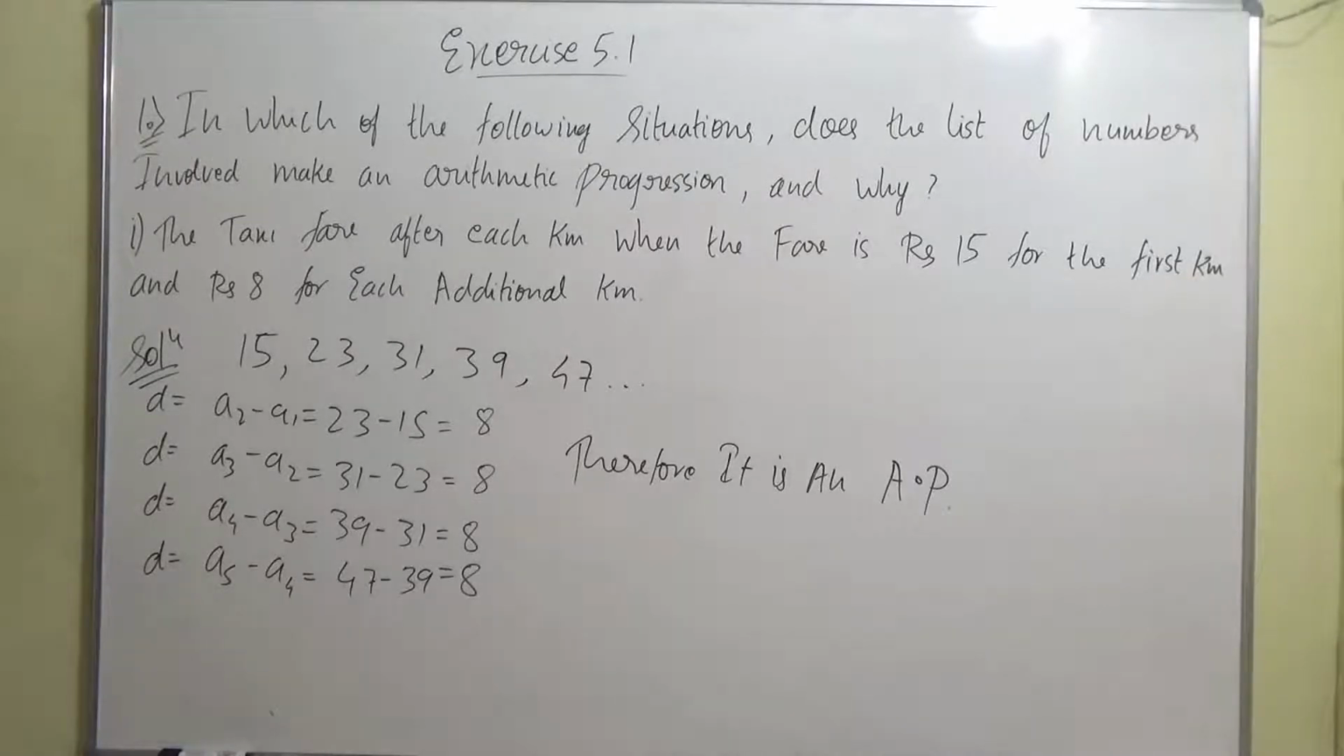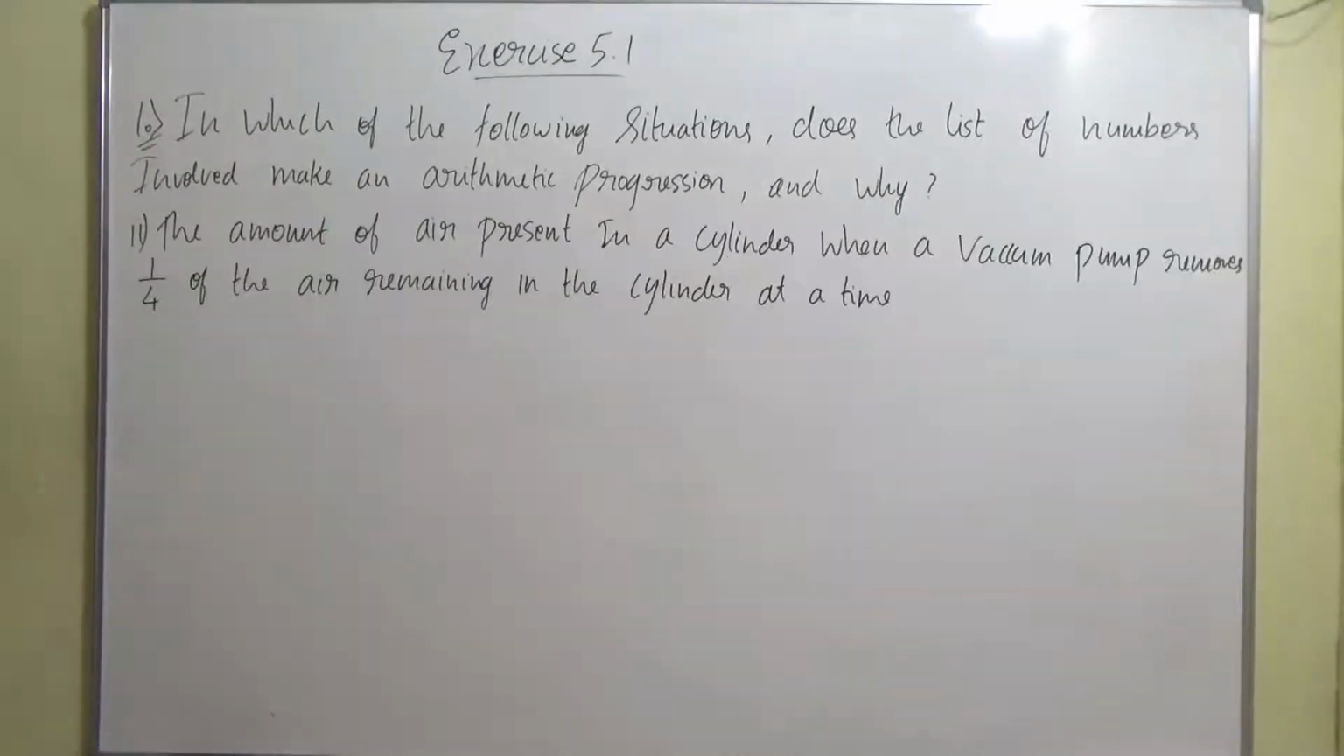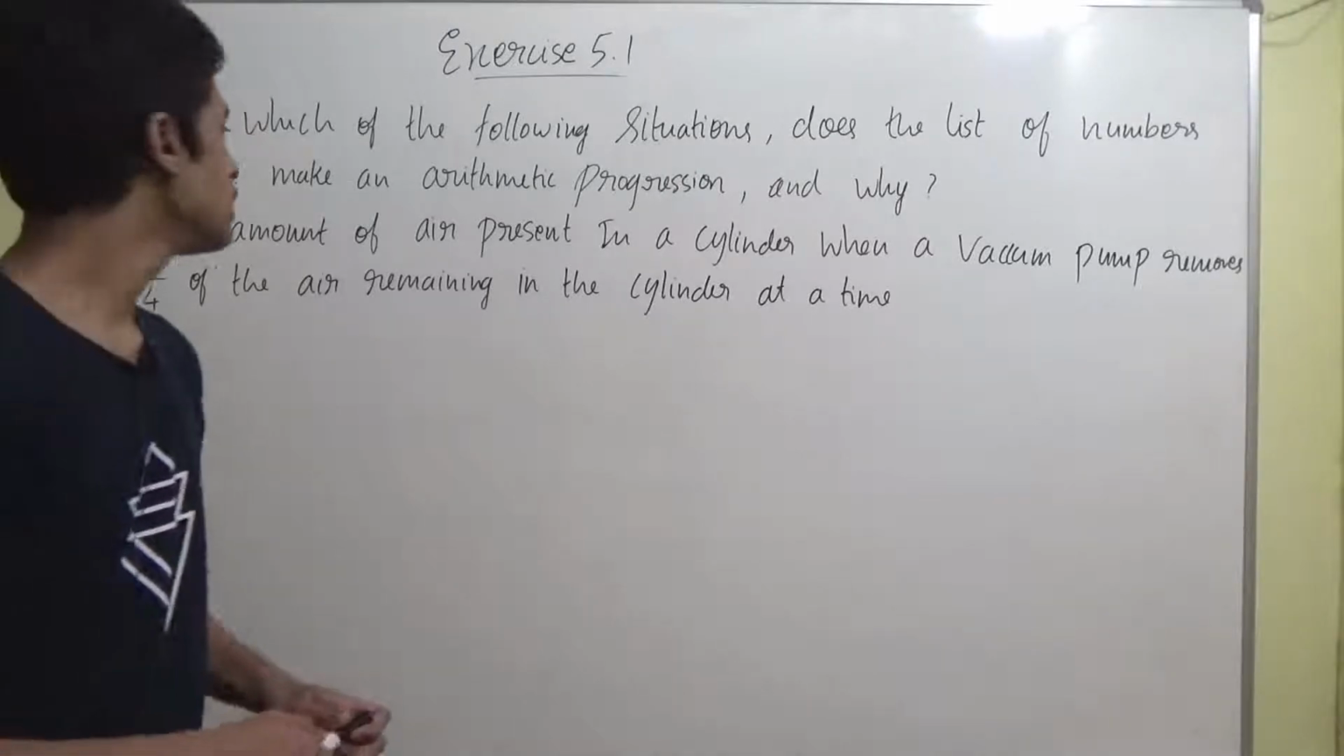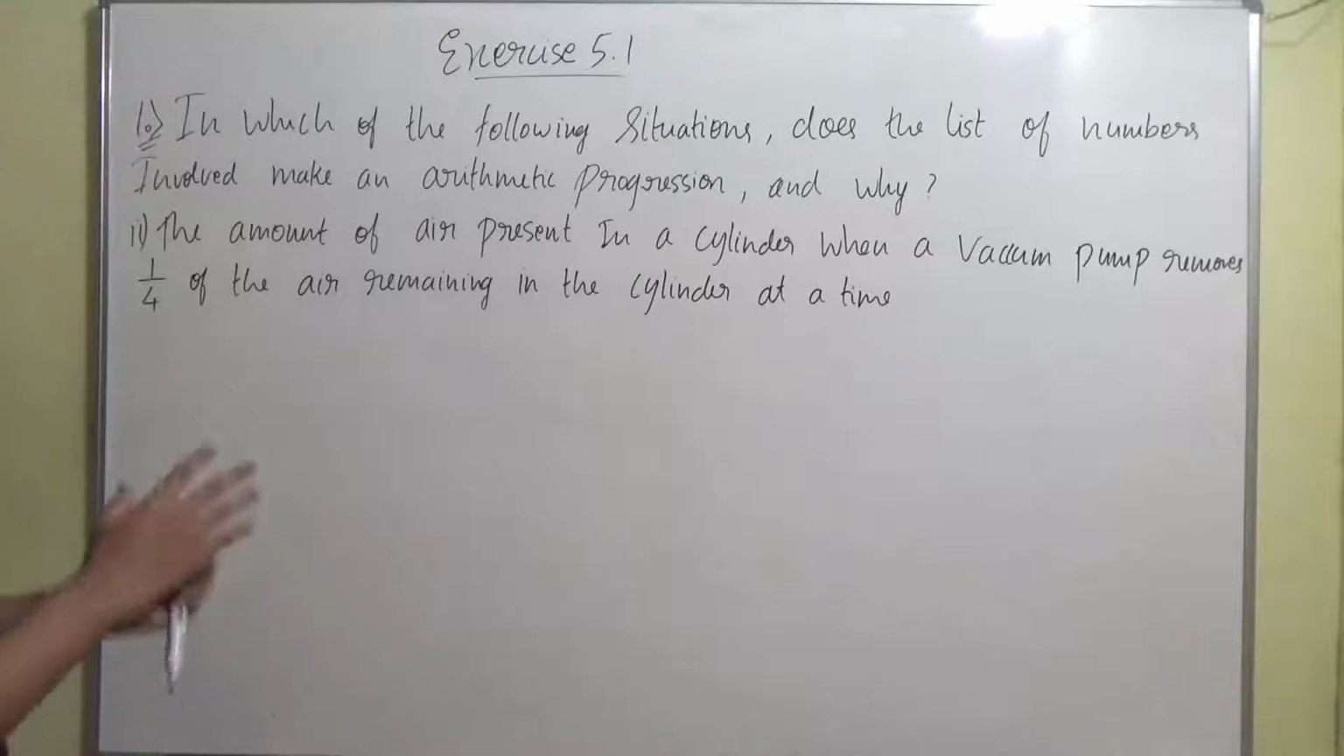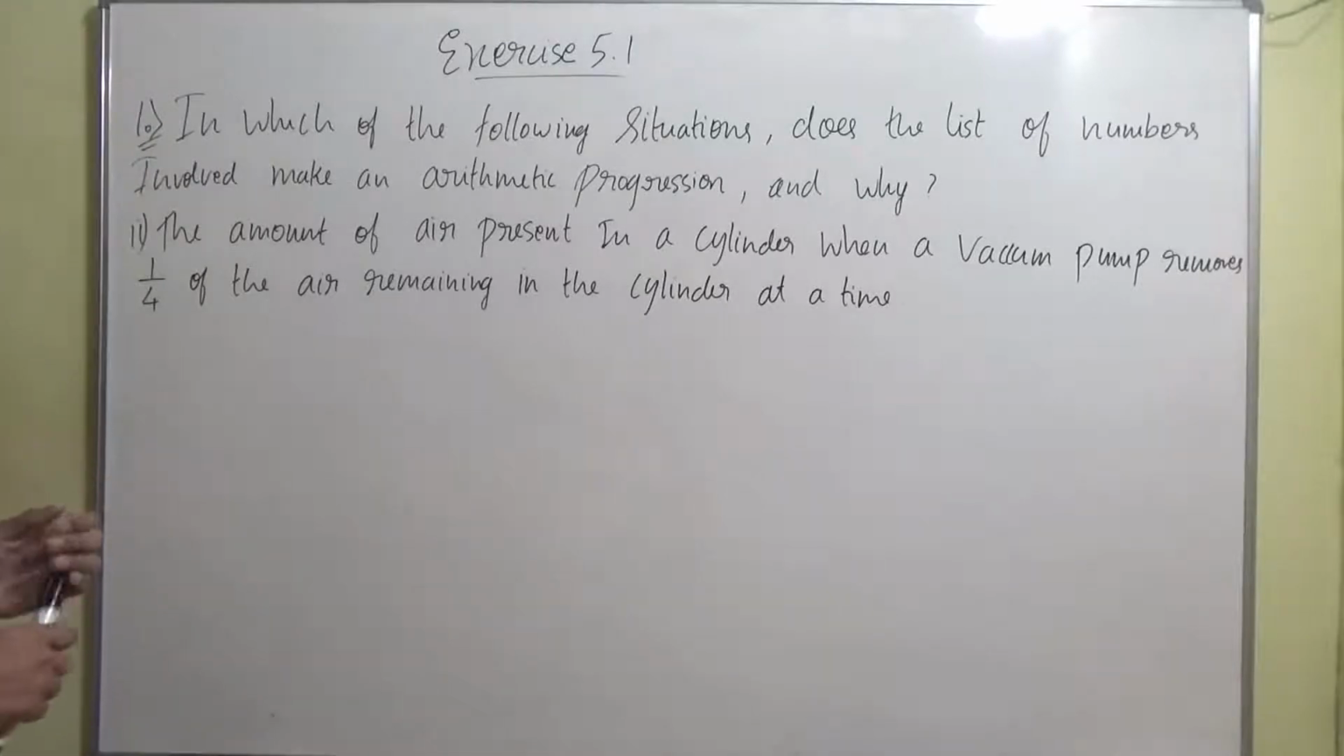Okay guys, now let's go to the second sub question, which says the amount of air present in a cylinder when a vacuum pump removes 1/4 of the air remaining in the cylinder at a time. So they're saying this is a cylinder and a vacuum pump removes 1/4 of the air remaining at a time. Getting it? In the cylinder.